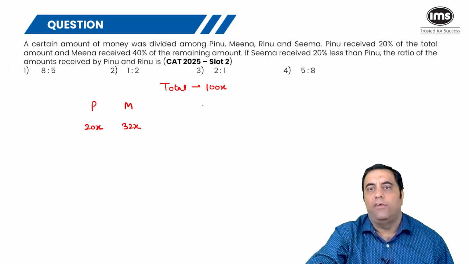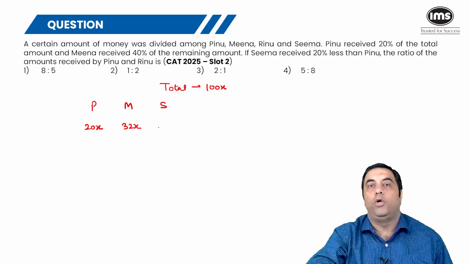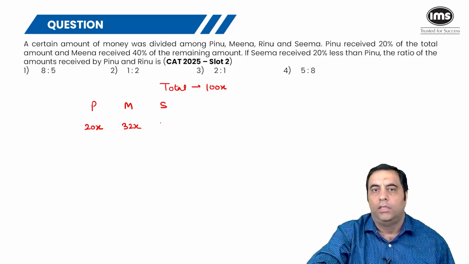Then it says S received 20% less than P. Now, I know the share of P, which is 20x. So the share of S will be 20% less, and 20% of 20x is 4x less. Therefore, the share of S will be 16x.